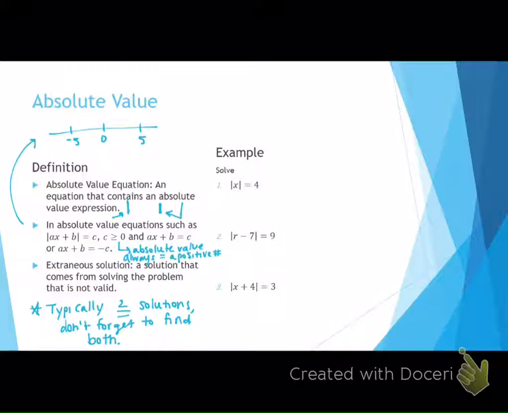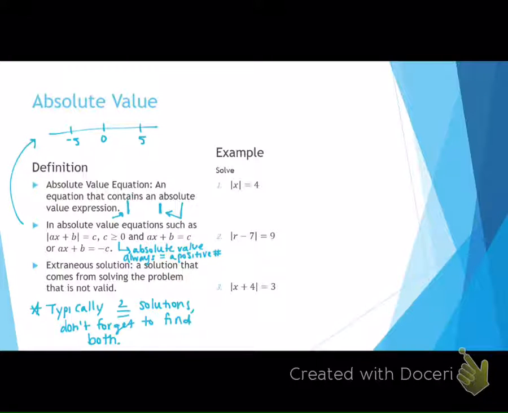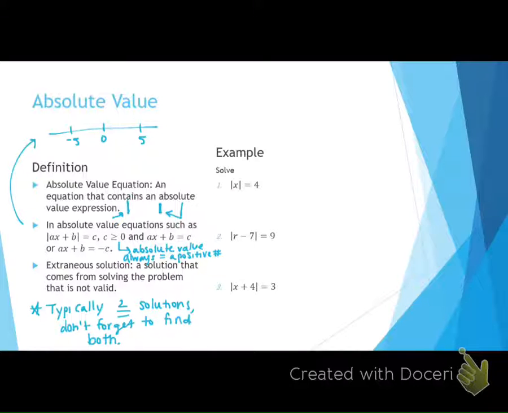Finally, extraneous solution. An extraneous solution is a solution that comes from solving the problem. So you'll solve the problem and you'll get x equals something. It will appear like it's a solution, but really it's not a solution at all. If you go to plug it back in and check it, it's not going to work. That's considered an extraneous solution because you found that x was this number, but when you plug it back in, it doesn't work.